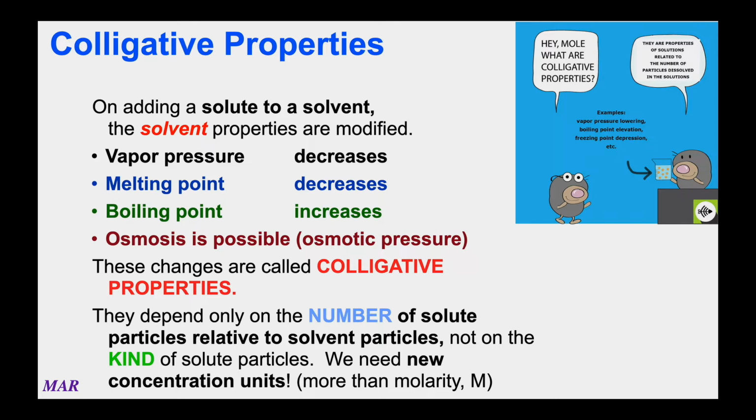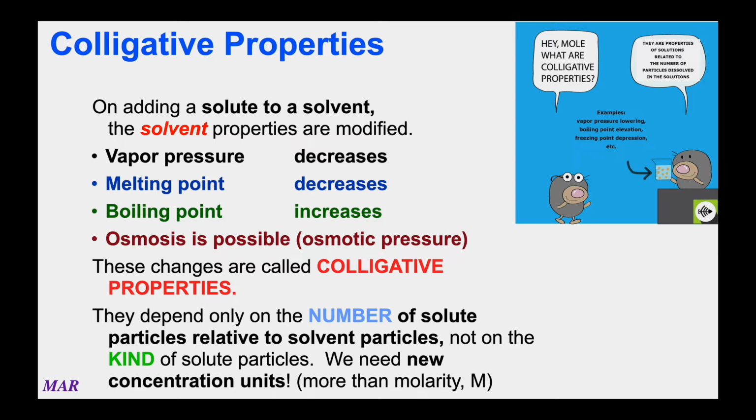And this is really wild. We don't need to know what kind of solute particles we have. We just need to know the number of solute particles relative to solvent particles. And unfortunately, the concentration unit we've used so much in Chem 221, and we'll continue to use, by the way, molarity, doesn't really do a good job. Molarity is about moles of solute per liter of solution. And what we want is to know somehow the number of solute particles relative to solvent particles. So molarity isn't going to cut it.